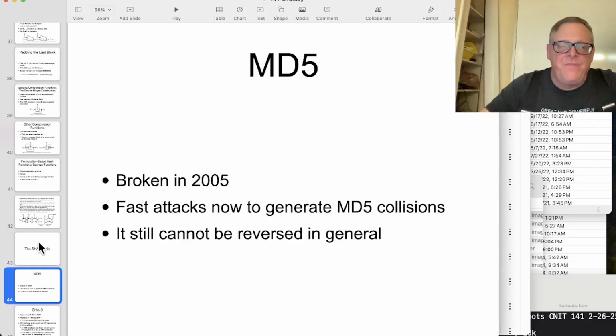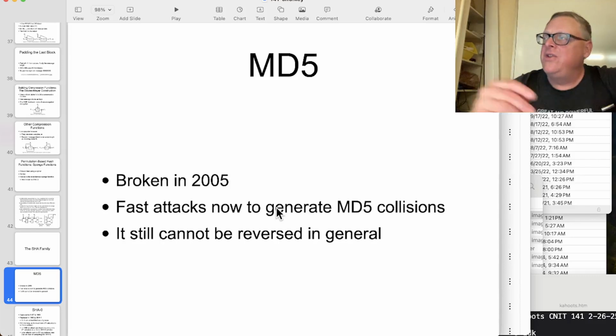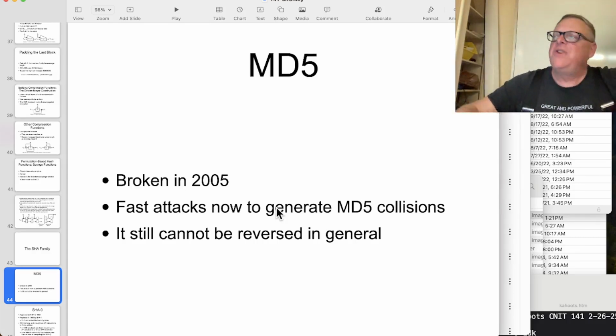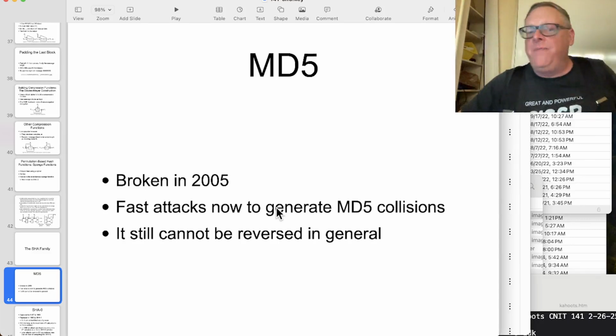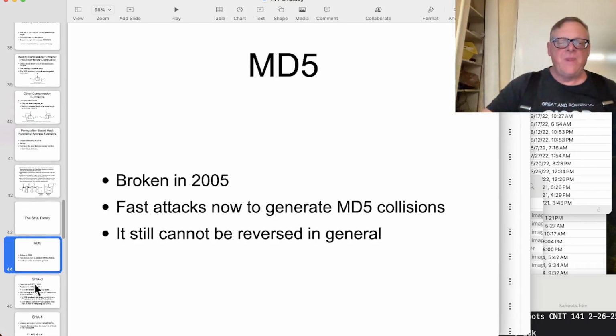So MD5, here's the SHA family. This was broken in 2005 to generate collisions. Now, you still can't do a pre-image, where I give you the hash and you have to find an input that'll make the hash. That problem would take 2 to the 128 calculations, and that has not been done. But what you can do is carefully construct two messages that are related that create the same hash value. And that's the issue.